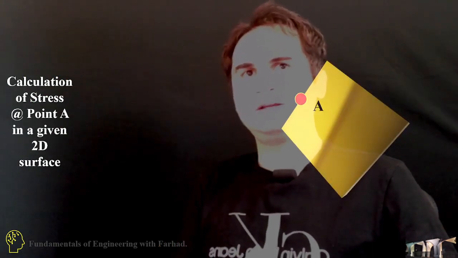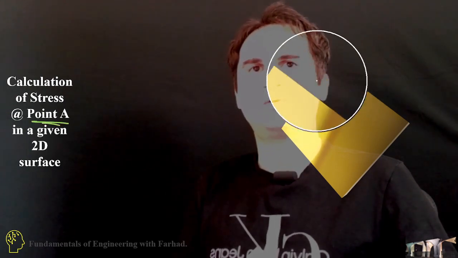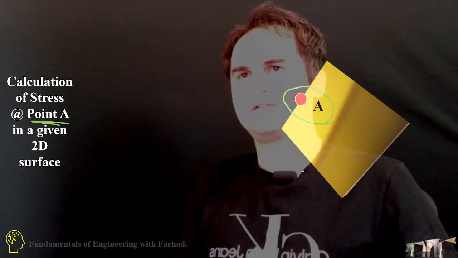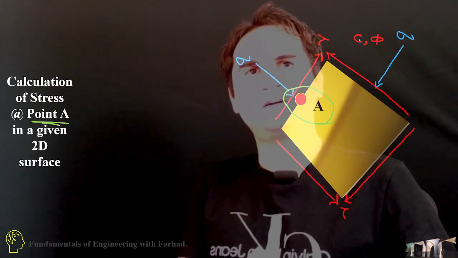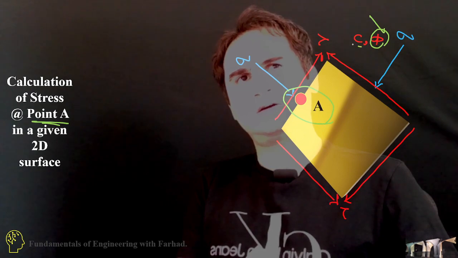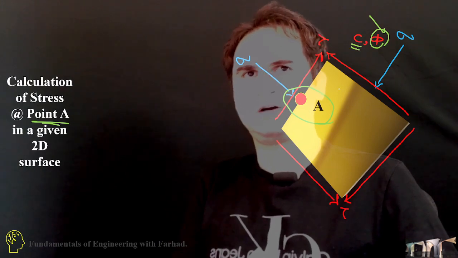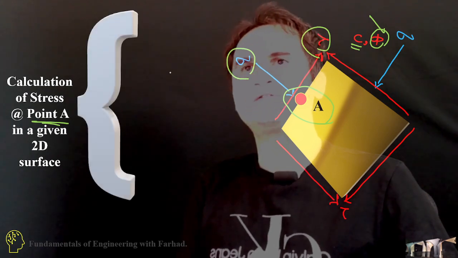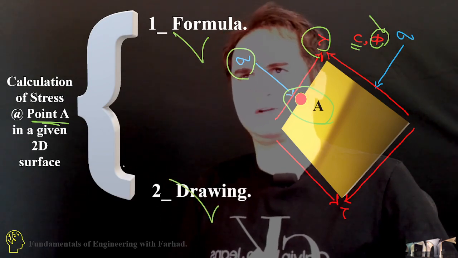So we want to calculate the state of stress at a given point, like point A, on a 2D surface of a sample of a material, for example a soil with cohesion C and angle of friction phi, and we have a normal and a shear stress on the soil. You have two ways to calculate the stresses. The first one is the formula, and the second one is drawing.